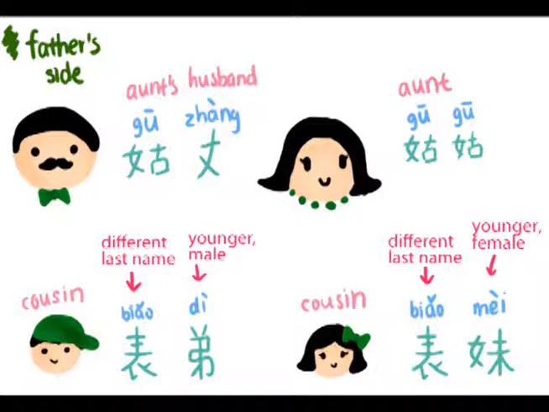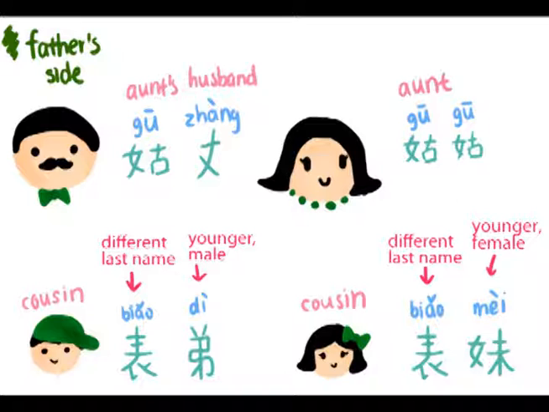If they have a daughter that is younger than you, she would be your Biao Mei. Biao indicates that she has a different last name from you. Mei means that she is a younger female since Mei means younger sister. Biao Mei.